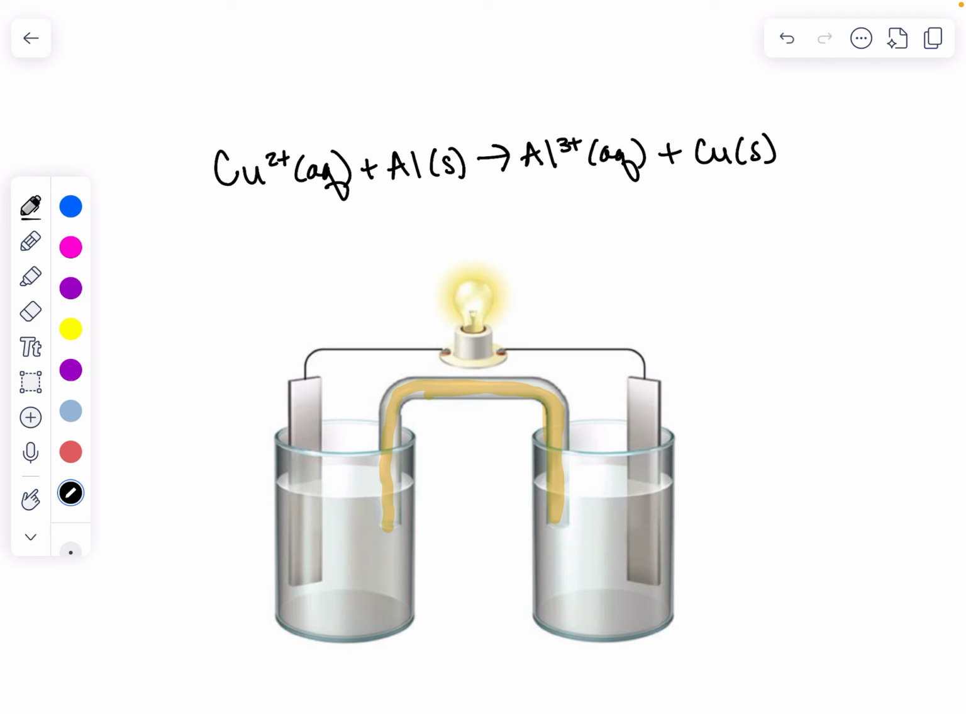What is our oxidation half reaction? Aluminum goes from an oxidation state of 0 to an oxidation state of 3+, making aluminum to aluminum 3+, our oxidation half reaction. The reduction half reaction then is copper 2+ going to copper solid.